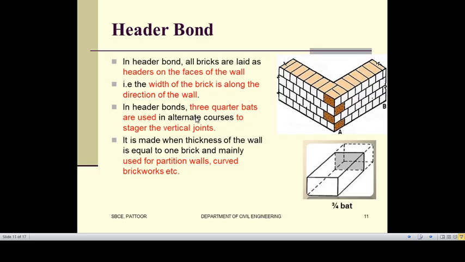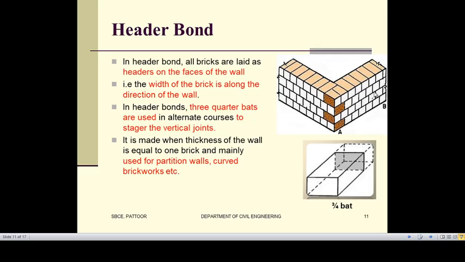Next is the header bond. So the first bond is the stretcher bond, next one is the header bond. In the header bond, all bricks are laid as headers on the face of the wall. In the previous one, the stretcher bond, all the bricks are laid as stretchers on the face of the wall. So this is the face of the wall. All the bricks are laid as headers. So the header side of the brick is laid along the direction of the wall. That is, the width of the brick is along the direction of the wall. The width of the brick is termed the header, which is laid along the direction of the wall.